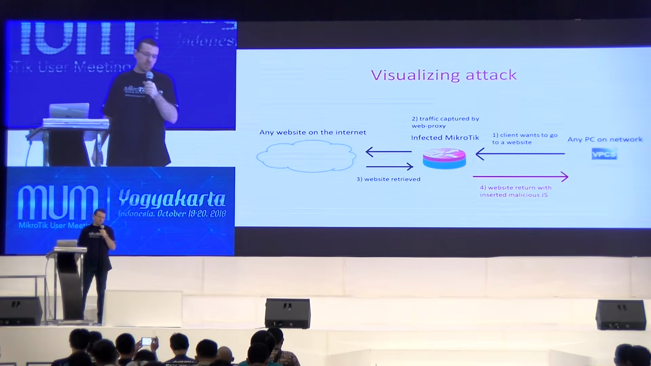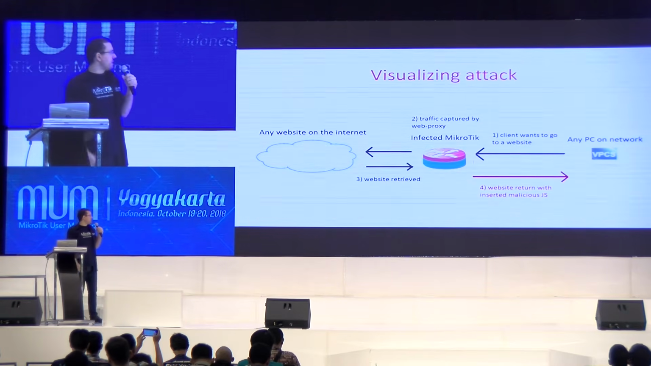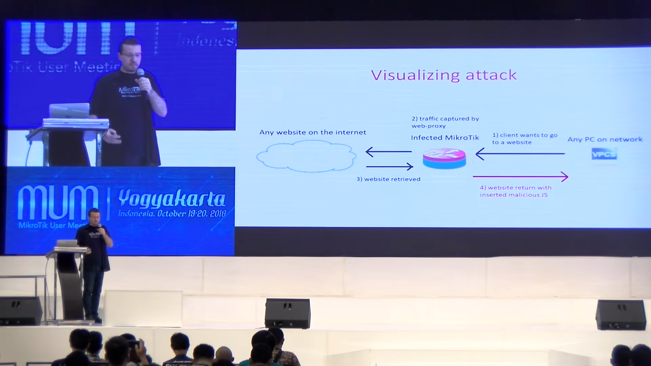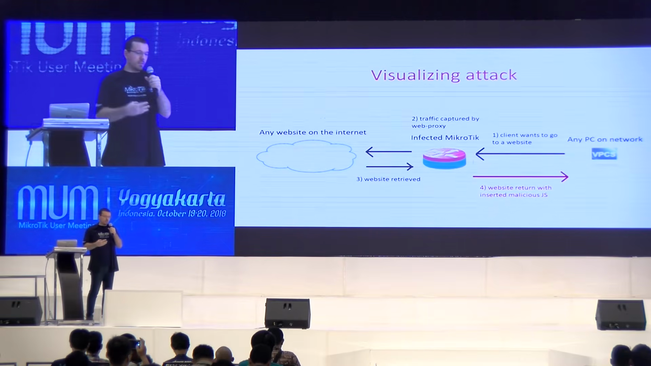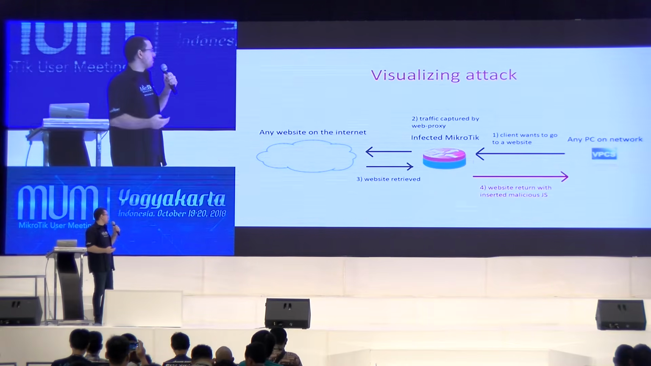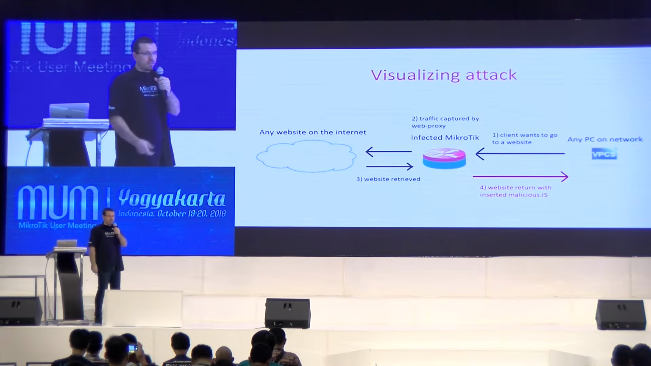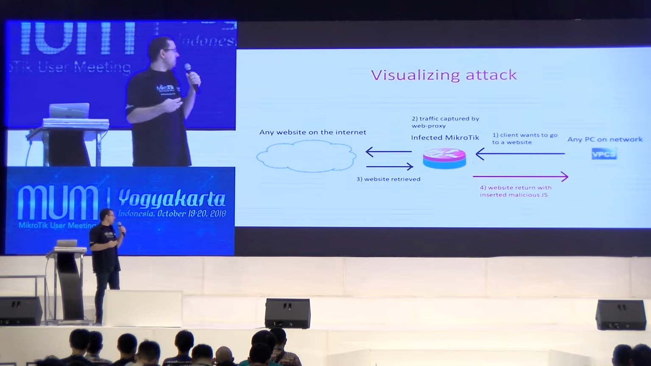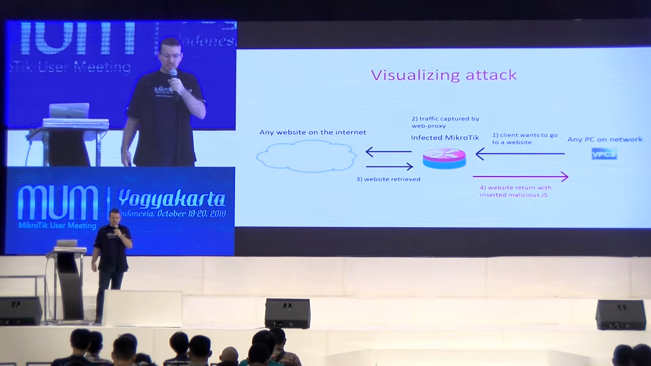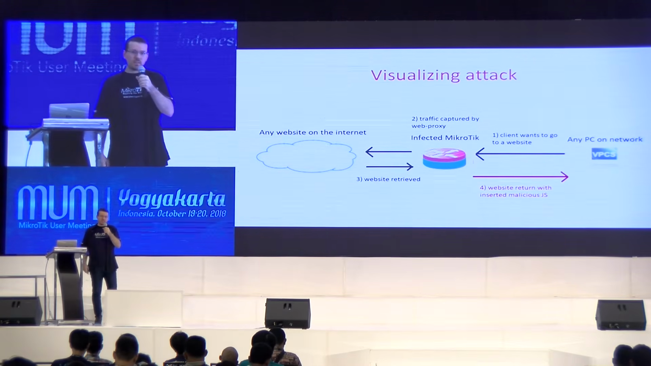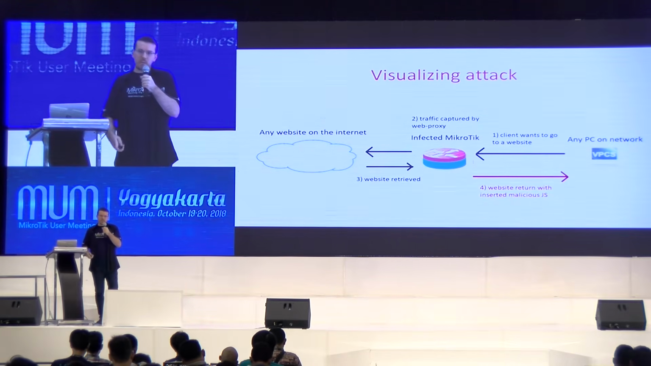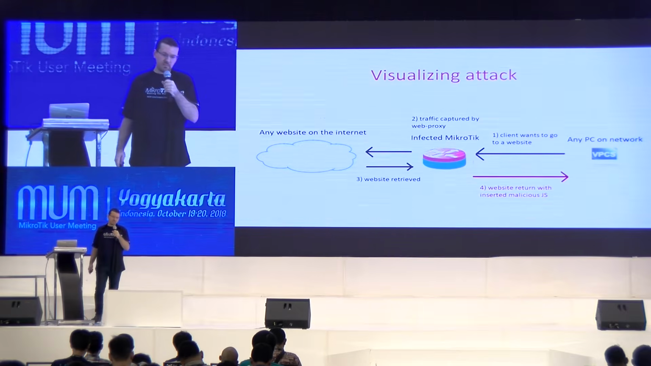So how this worked was pretty simple. There was an infected Mikrotik, and any PC on a network behind the infected Mikrotik, first of all, wanted to go to a website. Okay, so the traffic was captured by the web proxy on the infected Mikrotik. It retrieved the website and returned the website to the client, but with injected malicious JavaScript inside of the website. And this caused the browsers of the clients to mine cryptocurrency for the attackers.